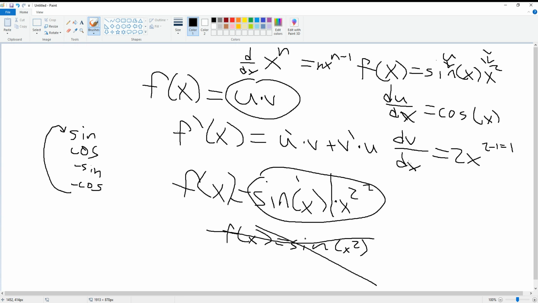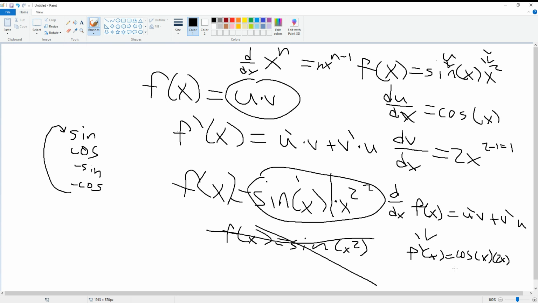But now since we have both the derivatives and we know that this is using the product rule, we know that d dx of f of x is going to be equal to u prime v plus v prime u. And so that means that f prime of x, which is the same thing as the derivative of f of x, is equal to cosine of x times 2x. I don't have a lot of room, so I'm just going to move it back here, but this is one term, or one side of the equation.